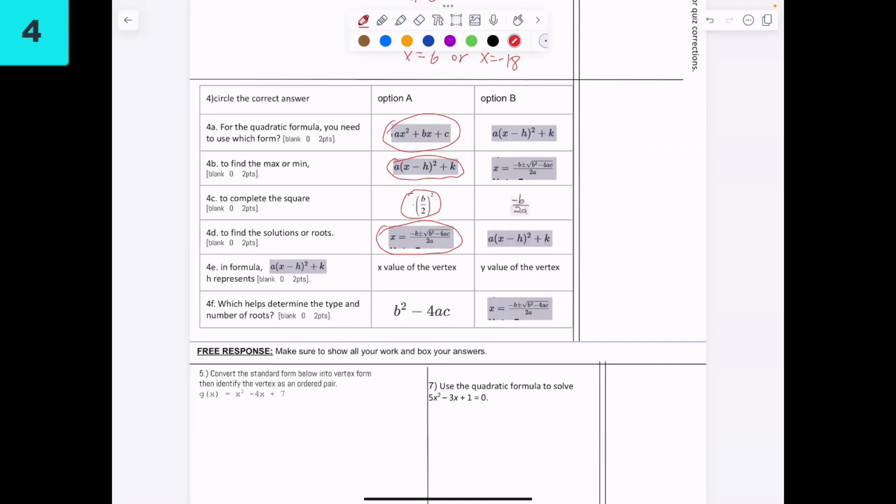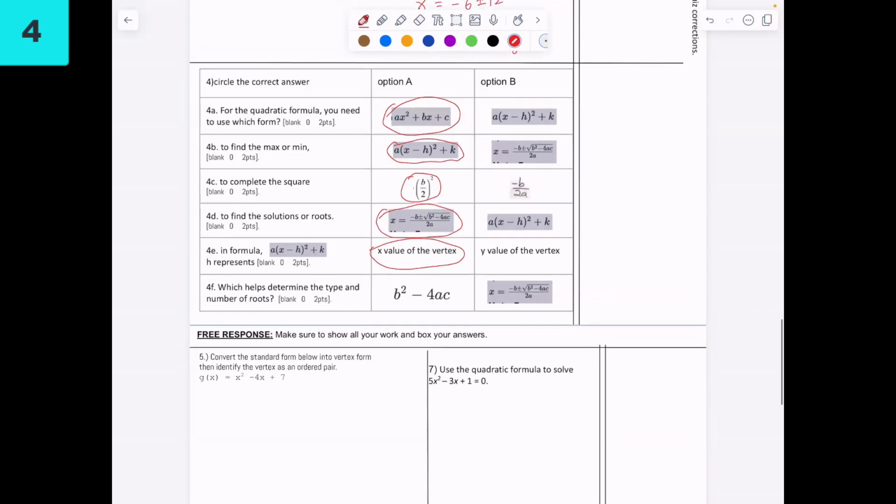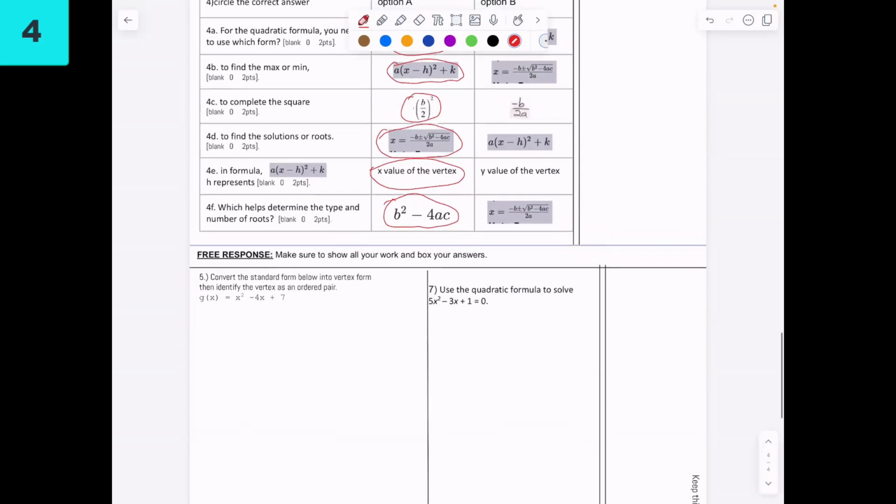And x minus h squared plus k. h represents the x value of the vertex, right? h is the x value because x minus h is 0 at that point. And then which helps you determine the type and number of the roots? The type and the number of the roots is the discriminant. The discriminant is b squared minus 4ac.